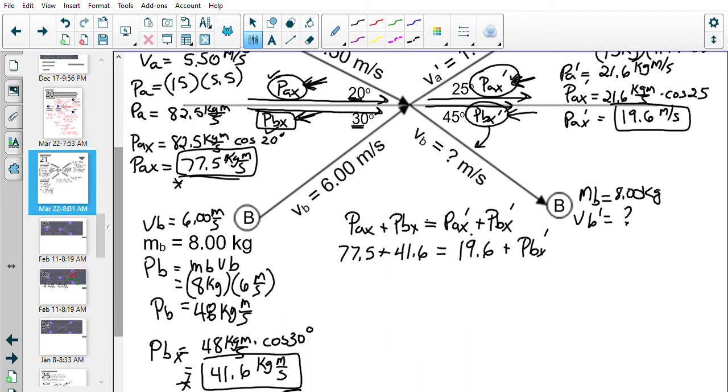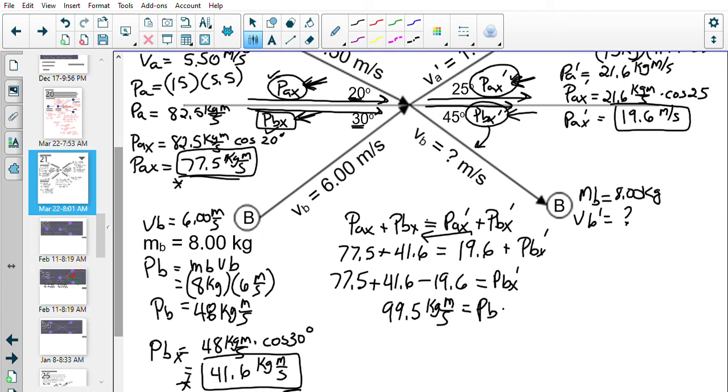But we can calculate it by taking this to the other side. So 77.5 plus 41.6 minus 19.6 gives the x prime of B. And when you subtract that, you get 99.5 kilogram meters per second. Okay, like the last question, knowing the PBX doesn't quite help. We're not done at least, we need to get the hypotenuse.